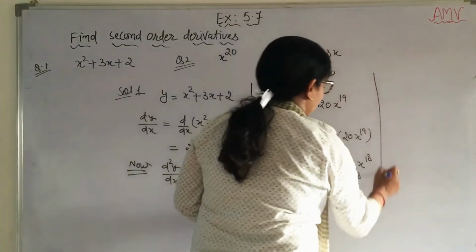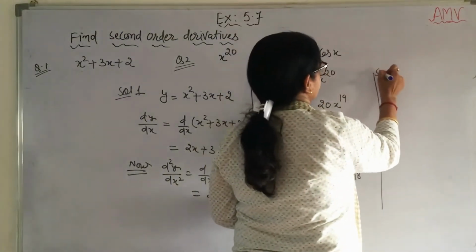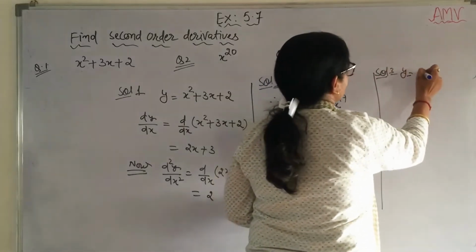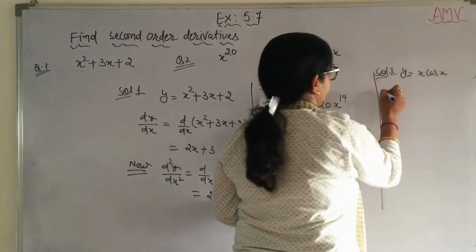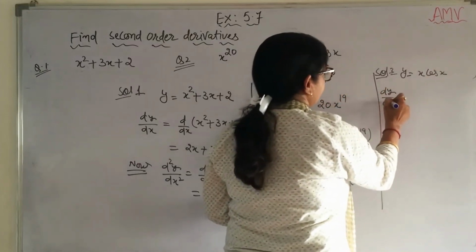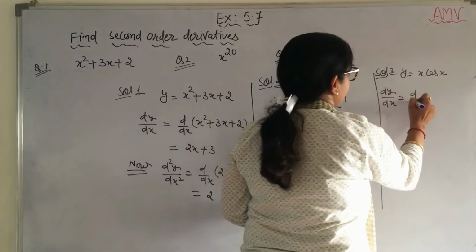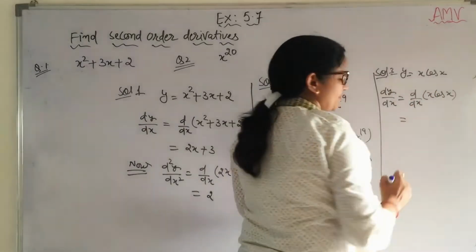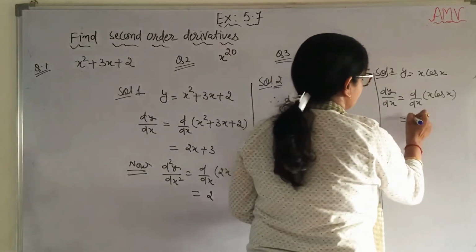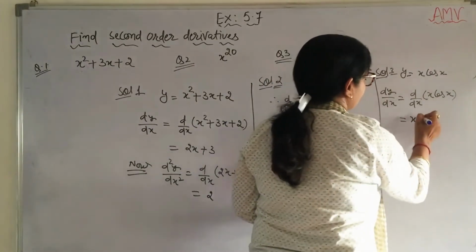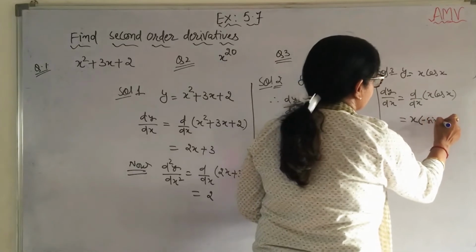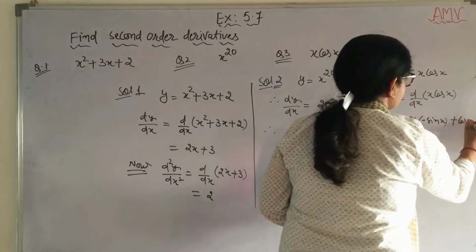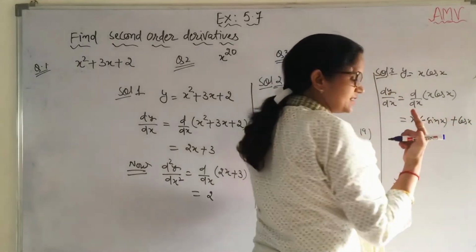For question number 3, here let y is equal to x cos x. First order derivative dy by dx, so here d by dx of x cos x. Apply the multiplication rule. First, x as it is, derivative of cos x is minus sin x. And now plus cos x as it is, derivative of x is 1.